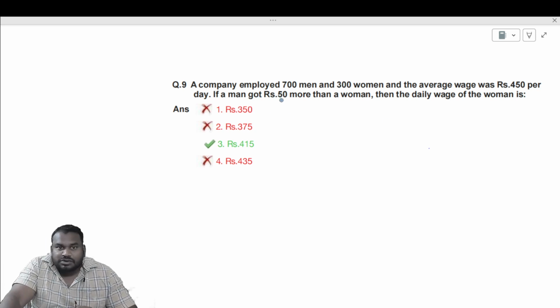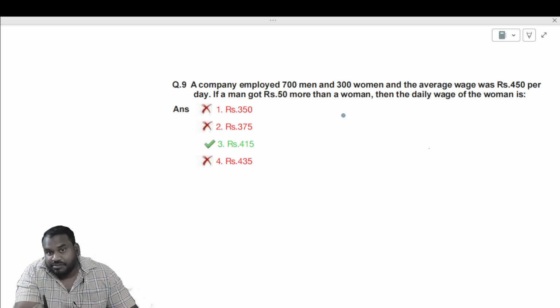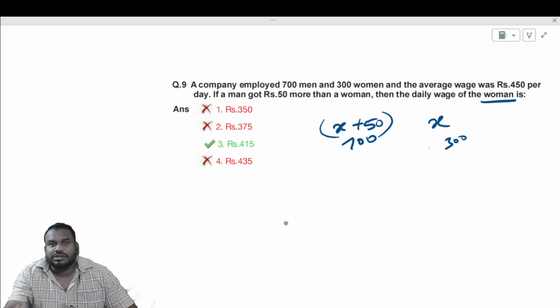Now, if a man got rupees 50 more than a woman, then the daily wage of a woman, he is asking the daily wage of a woman. So we don't know it. So we need to find it. So I'll assume it as X. The man's wage will be X plus 50. Okay, here 700 men are there and 300 women are there.